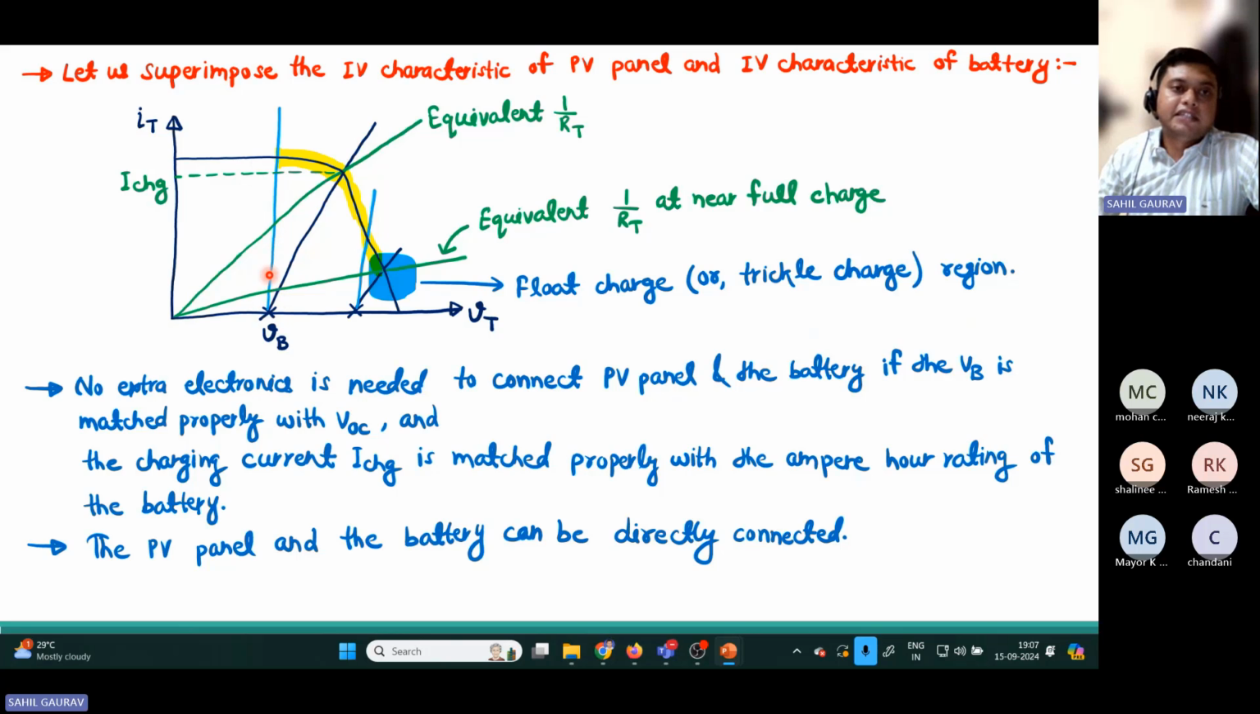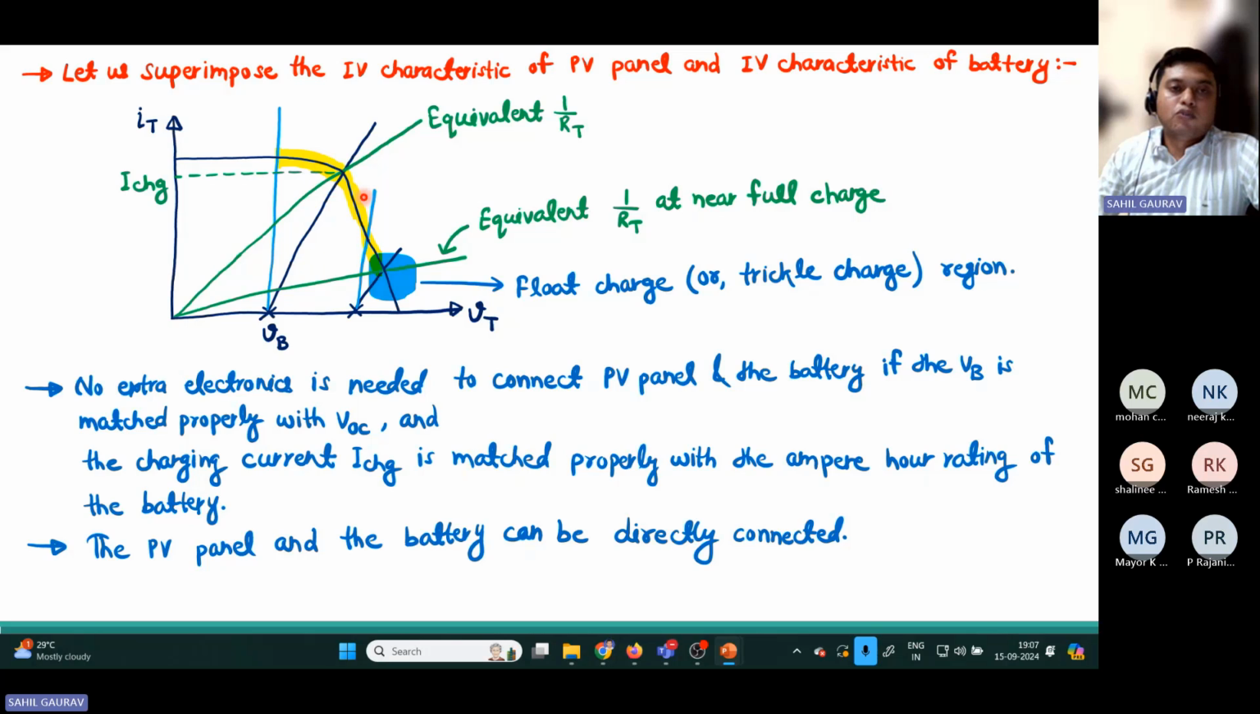for this ideal battery, this will be a straight line. For this charging condition, let us cut this IV characteristic of the PV panel at this point. It is with respect to a certain load, so you can write this as the equivalent 1 upon RT load line. As the battery gets charged, it will move in this direction.